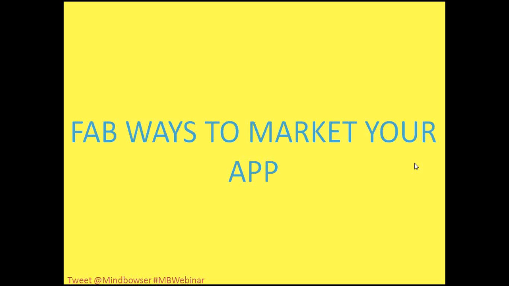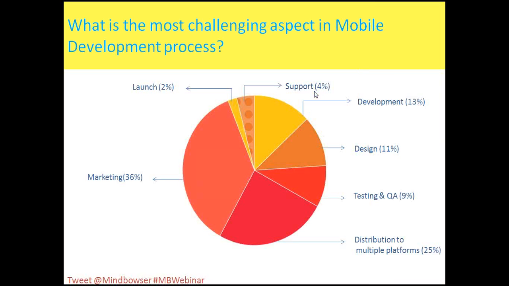And with development, a few developers were also asked what is the most challenging aspect in the mobile development process. As we see in the pie chart, distribution to multiple platforms, marketing and launch, these three take more than 50% of the entire development process. Although developers are techno savvy and have all the latest tools and SDK tools, what is more important is that you take marketing as a serious concern. And as you see here, it is a difficult task.